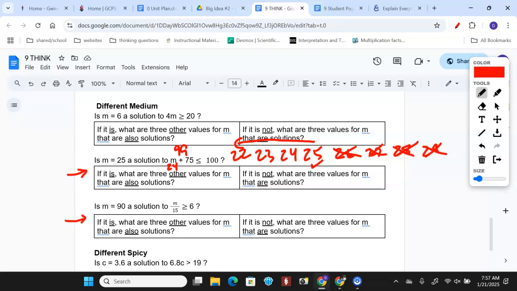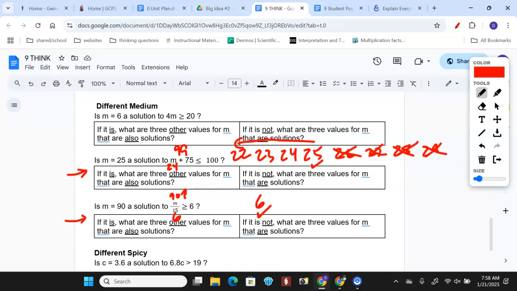Next one: is m equals 90 a solution to this? So let's check and see. 90 divided by 15, that's exactly 6. So 6 is equal to 6, greater than or equal to 6, so 6 is okay. 6 is a yes. All right, do I want numbers more or do I want numbers less? I'm going to use the symbol as my clue here to go a little faster. If I want this side to be greater, more, I want to keep increasing that number. So hopefully you did that.